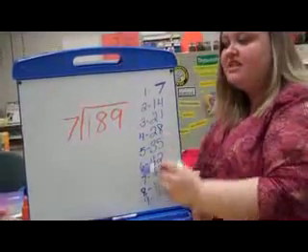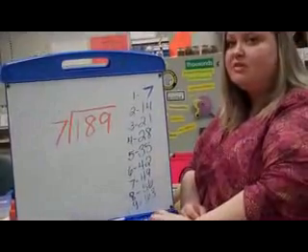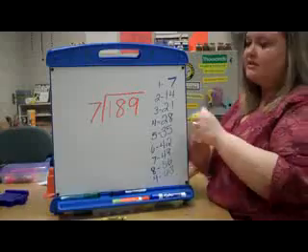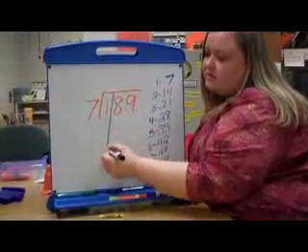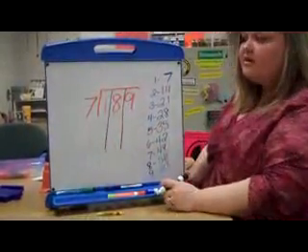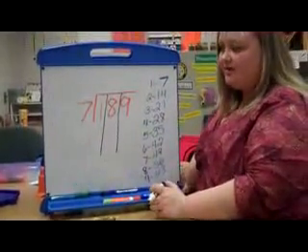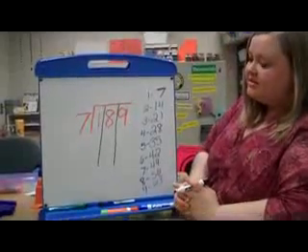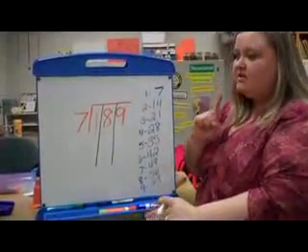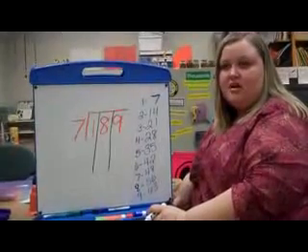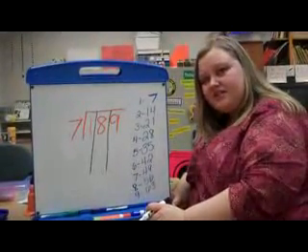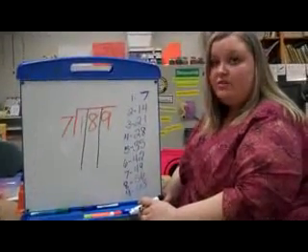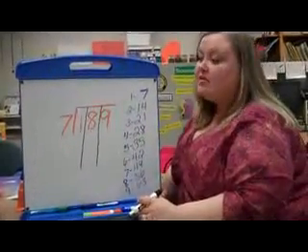And all that song means is 1 times 7, or 1 7, is 7. 2 times 7 is 14. 3 times 7 is 21. 4 times 7 is 28. 5 times 7 is 35. 6 times 7 is 42. 7 times 7 is 49. 8 times 7 is 56. And 9 times 7 is 63. So these multiples are going to help me to divide this number.